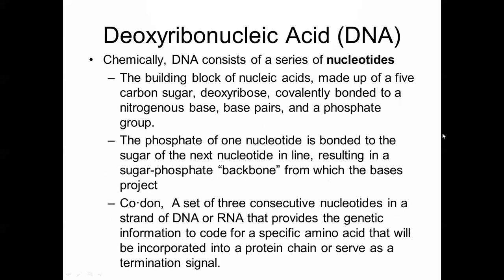So DNA itself consists of a series of nucleotides. These are the building blocks of nucleic acids, and they're made up of a 5 carbon sugar, deoxyribose, covalently bonded to a nitrogenous base and a phosphate group. The phosphate of one nucleotide is bonded to the sugar of the next nucleotide in line, resulting in a sugar phosphate backbone from which the bases project. As a definition, a codon is a set of 3 consecutive nucleotides in a strand of DNA or RNA, and this provides the genetic information to code a specific amino acid that will be incorporated into a protein chain, or to serve as a termination signal.